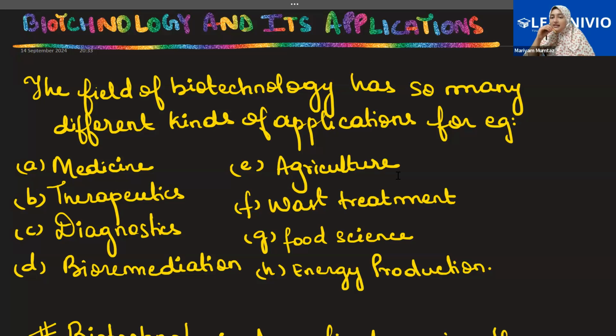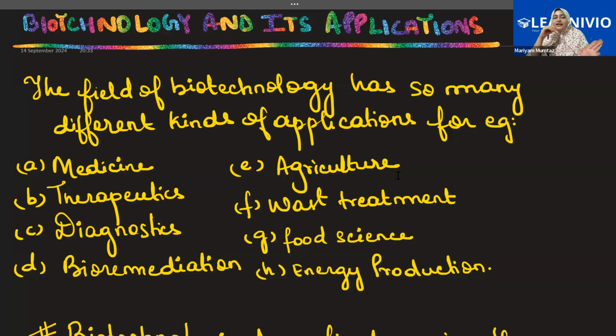The field of biotechnology has so many different applications. The first one being medicine. You people know what insulin is? Where is it released from? Pancreas, correct. So many people have a disorder wherein they can't synthesize insulin. There are many kinds of diabetes. So development of insulin with the help of microorganisms, that comes under biotechnology.